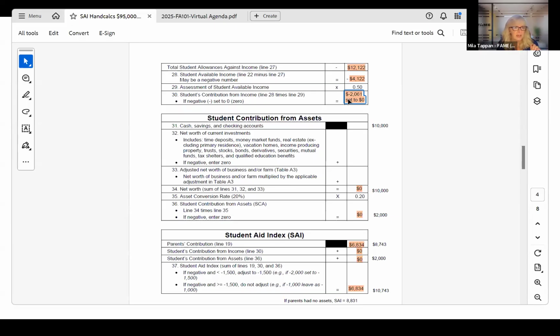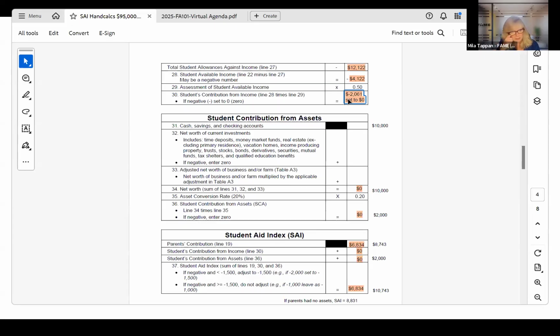Because of that income protection allowance, students will not see any impact at all on their SAI until they earn over $12,000 or so. So students can be working and know that that is not going to negatively impact their income. And even if they earn over 12,000, it's a very small percentage, okay?